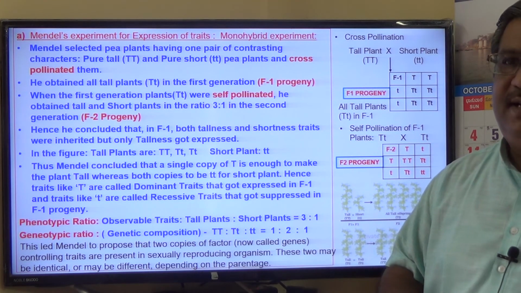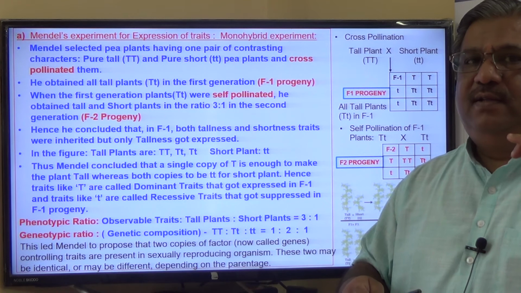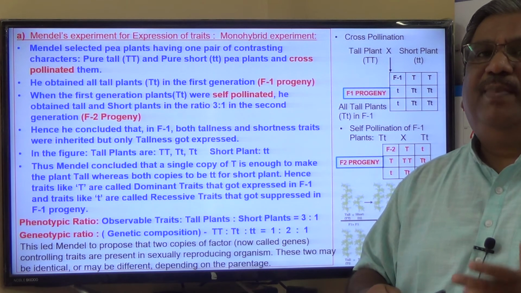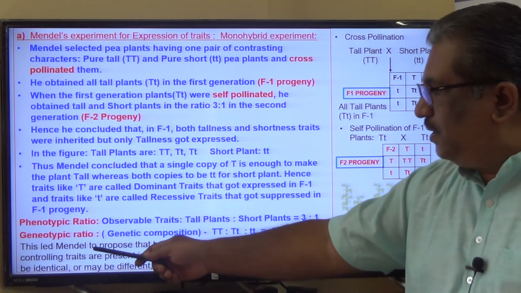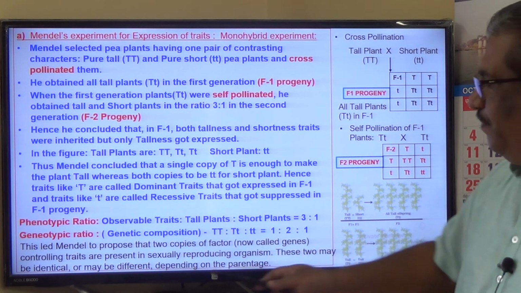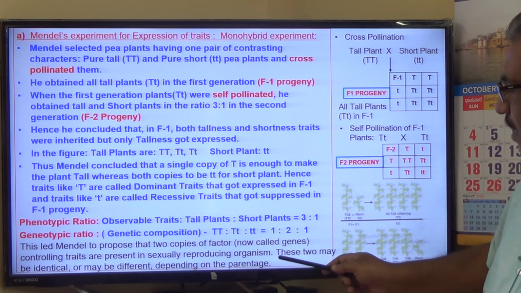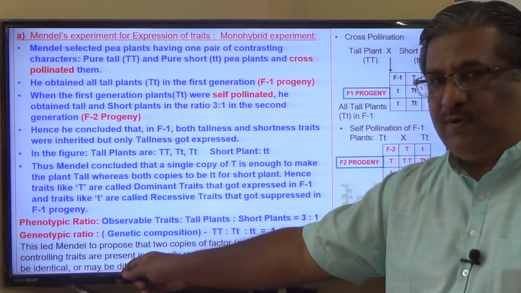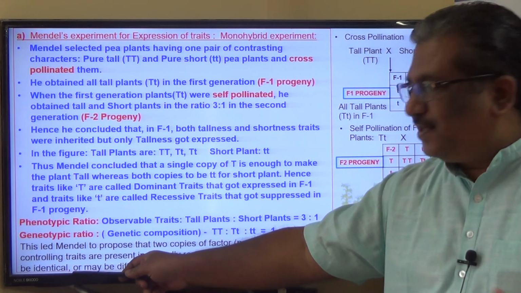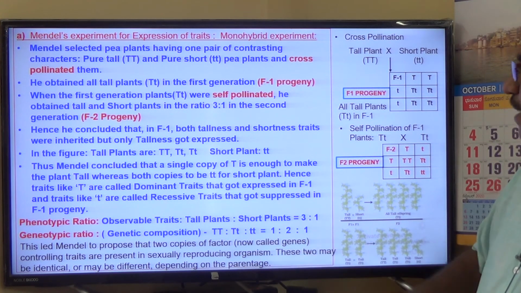That is the biggest discovery. To control any one particular trait, the requirement is two copies of genes, which are called a pair of alleles. So this led Mendel to propose that two copies of factors or genes controlling traits are present in sexually reproducing organisms, one from the father and one from the mother, and these two may be identical. If the two alleles are identical, we call it homozygous, or they may be different, then we call it heterozygous, depending on the parentage.